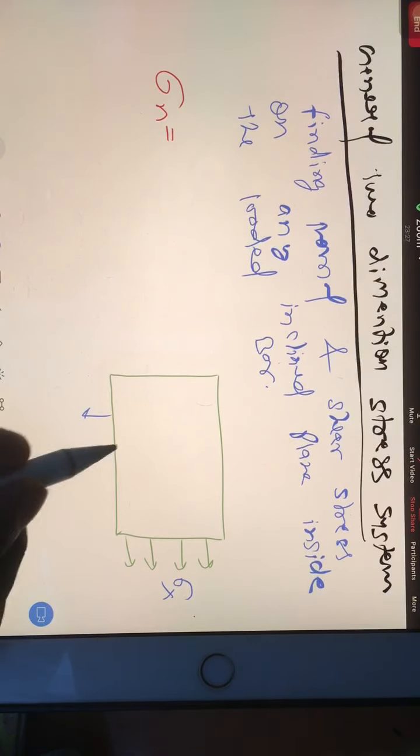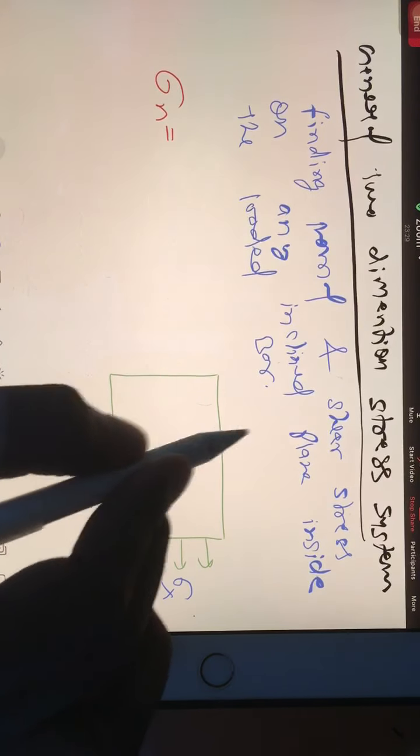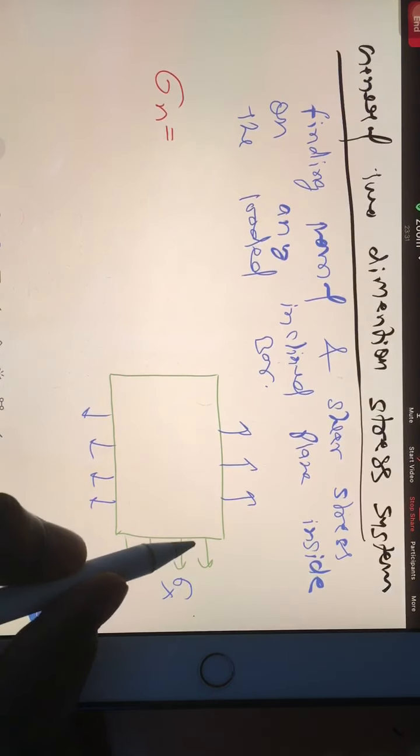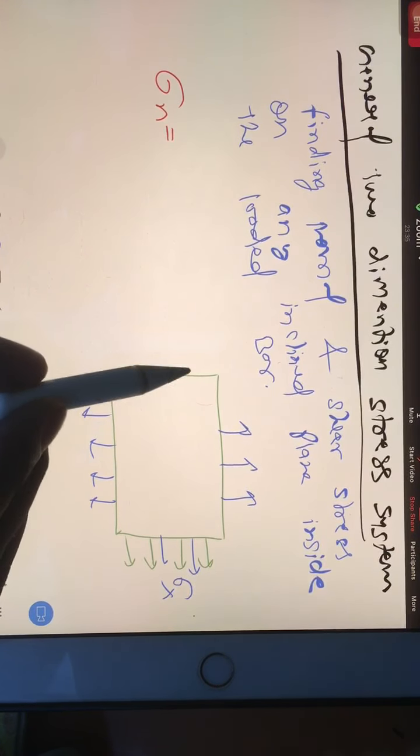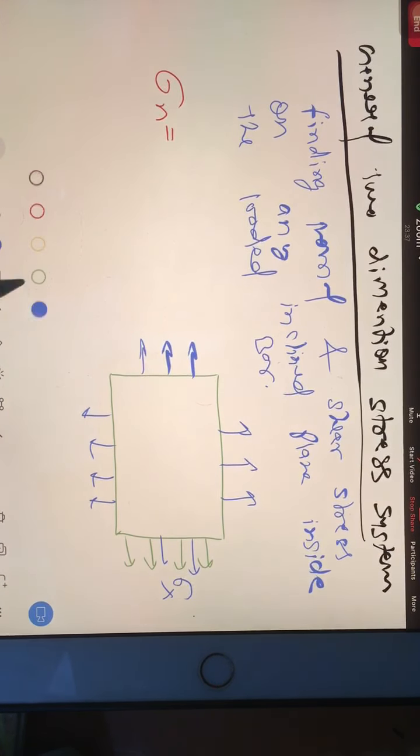Then this side was also loaded. Actually this side is also loaded, because otherwise, if you apply the force on only one side, then this block will go in this direction. If there is no force, then there is no stress. Both sides of the system have to be loaded properly.